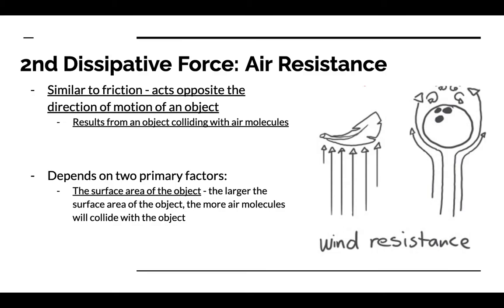So the larger the surface area of an object, the more air molecules are going to collide with that object. So when we drop a sheet of paper, it's not the mass that makes it fall slower, but rather the surface area. Because of the surface area of the sheet of paper, or our feather in this case, there are more air molecules colliding with it, which creates more air resistance and thus allows our object to fall at a slower rate.